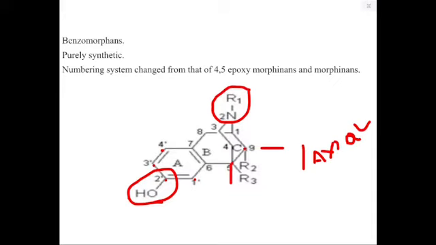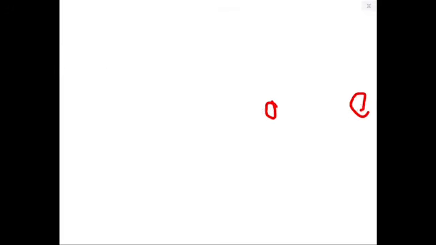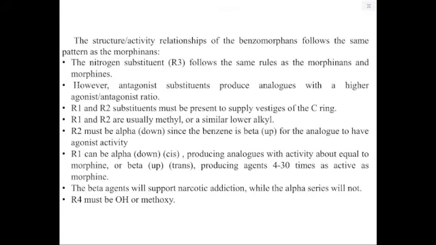Then this group at position number 9, quite far from the benzene ring, has the freedom to either be horizontal or go down. When it goes down, it's the alpha. When it goes this side, it is the beta. So that's what we're saying. That's why I said that the orientation of those groups is very, very important. So let us look at them again. R2 must be alpha, as we have said, going down, since the benzene is beta, going up.